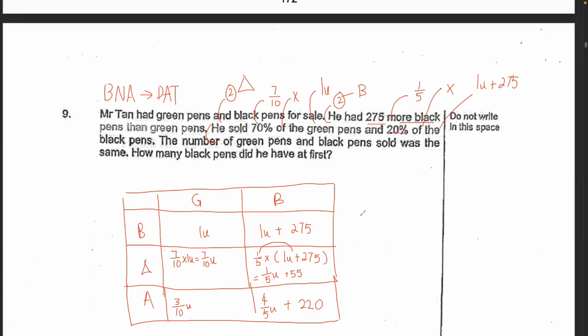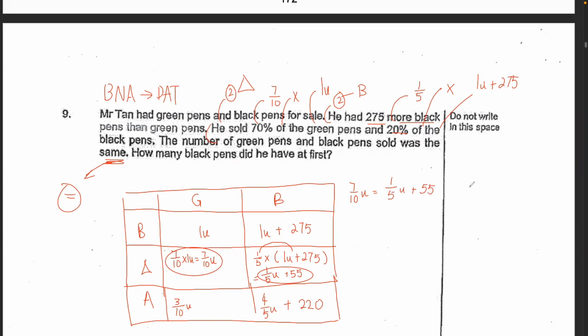Now, the question says that the number of green and black pens sold was the same. So what are they trying to say? They are trying to say that whatever is over here, I'm going to circle it for you, equals whatever is over here. If these two are the same, all you need to do is put them side by side. When I see the word same, I immediately know that it means equal. So we just have to do 7 over 10 units equals 1 over 5 units plus 55.